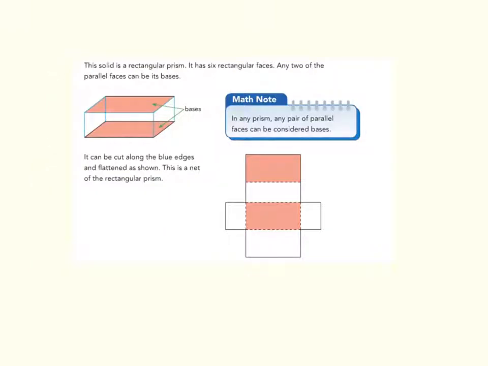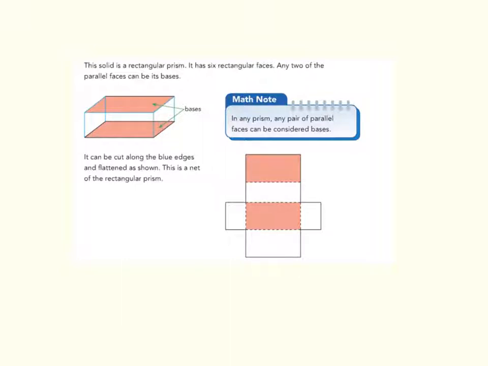This next picture shows us the net of a rectangular prism. This solid is a rectangular prism, and we know that it's a rectangular prism because it has 6 rectangular faces. Any 2 of the parallel faces could be its base, and we always name the prism by its base. So, a rectangular prism it is.